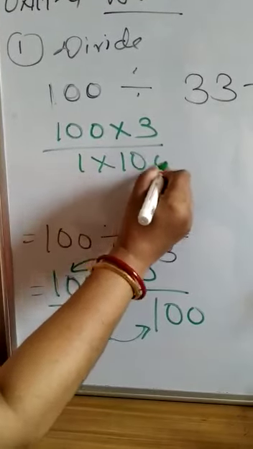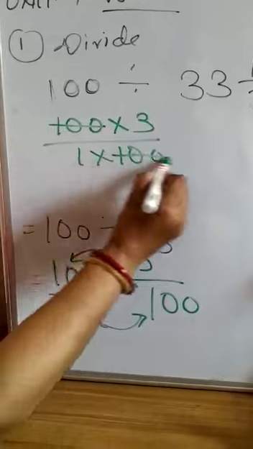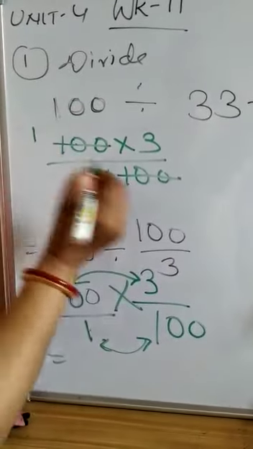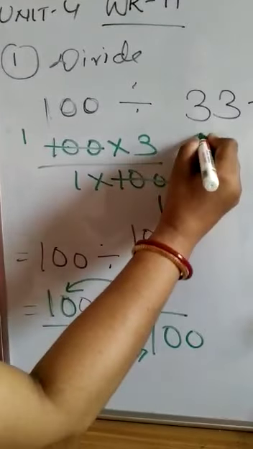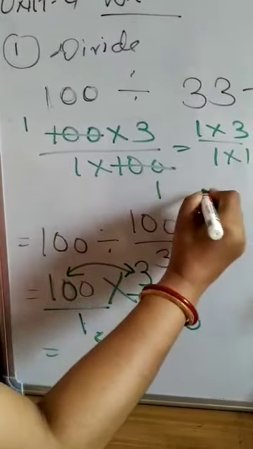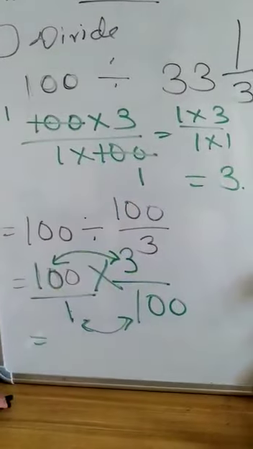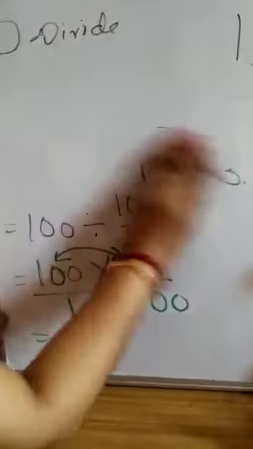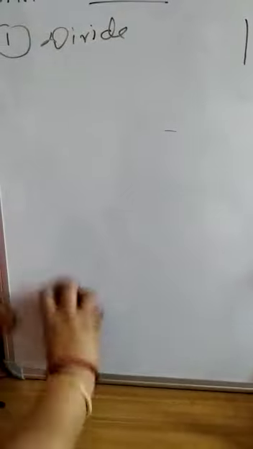All of you see that this 100 and this 100 have the common factor 100. So 100 divided by 100 is 1, 100 divided by 100 is 1. So it is 1 into 3 by 1 into 1. So the answer is 3. Okay children? So now let us take another example, the division between two fractional numbers.